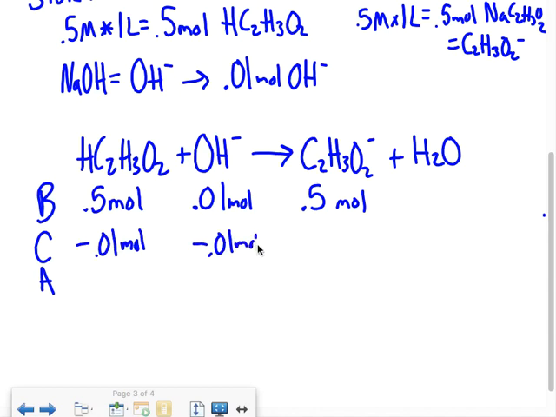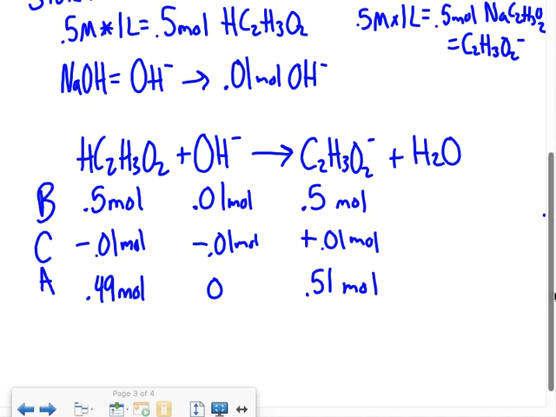So at the end, after this sodium hydroxide has reacted, we're going to have 0.49 moles of acetic acid, no hydroxide that would be hanging out because it's all going to react with the acid, and a little bit extra acetate ion. So what we can observe here is that when we added that base, it just took some of our acid in our buffer and changed it to the conjugate base in the buffer.